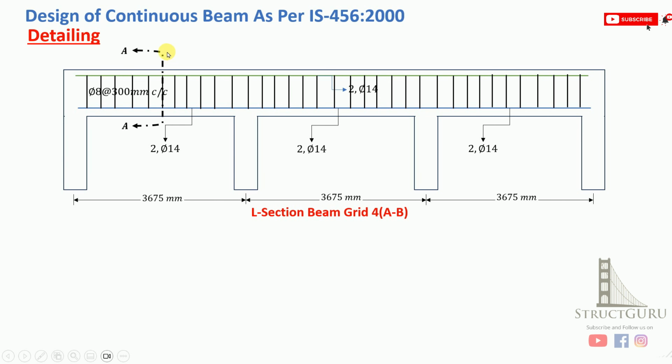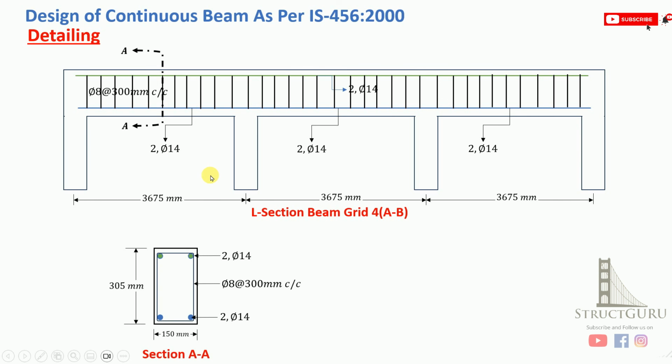Now let's develop the cross sections at the mid span. So for cross section, as you can see, the depth and width of beam is shown. At the bottom we have provided two bars of 14 mm dia. At the top we have provided again the similar number of bars of 14 mm dia, and the stirrups are provided at 300 mm center to center of 8 mm dia.